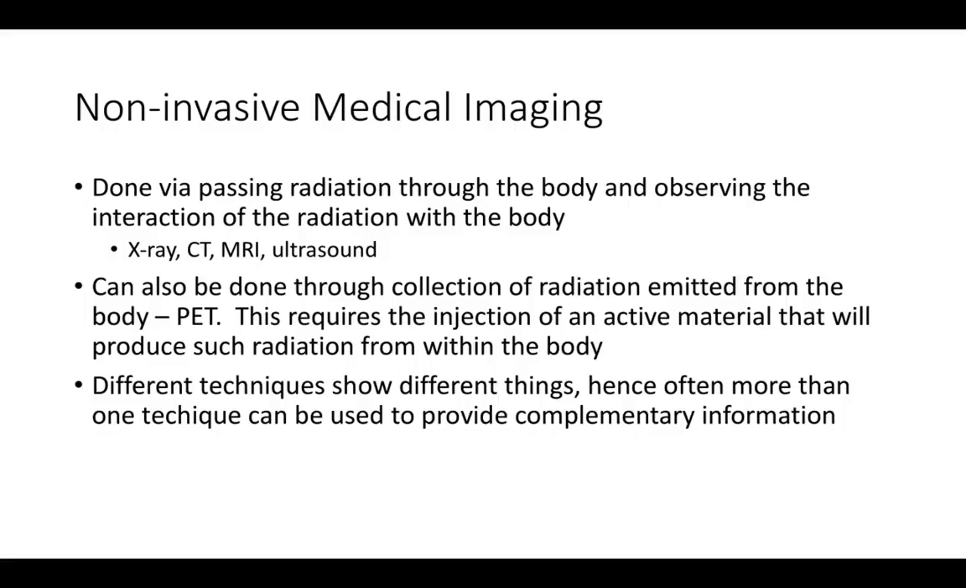So you have to inject radioactive material that has a limited lifetime. It will be taken up in different percents by different body parts, and then as the radiation is emitted, you're actually looking at images of body parts that have taken up that radiation. Different injectable materials can be taken up preferentially by different body parts. Some materials are taken up more by cancer cells than normal cells, and so this allows a contrast type of imaging to be done. So different techniques will show different things, and so often more than one technique can be used to provide complementary information when making a diagnosis.